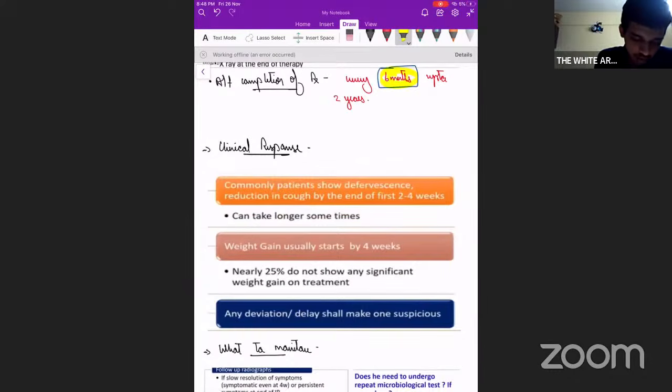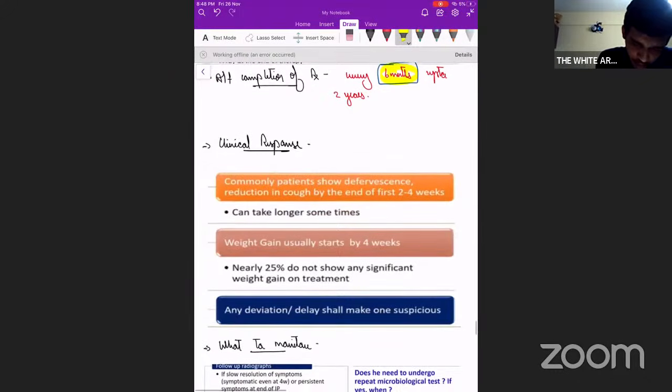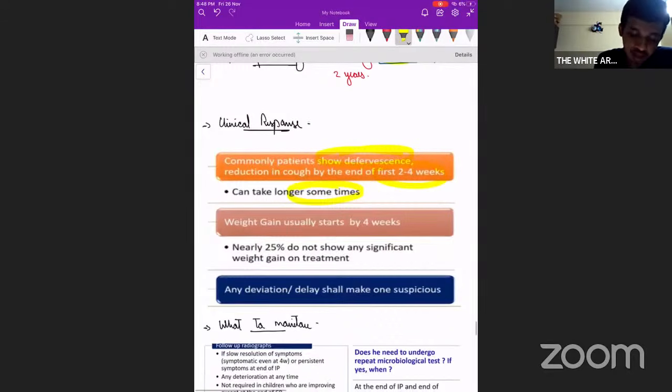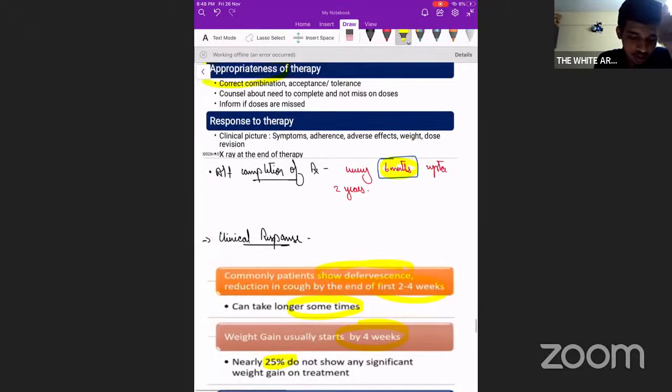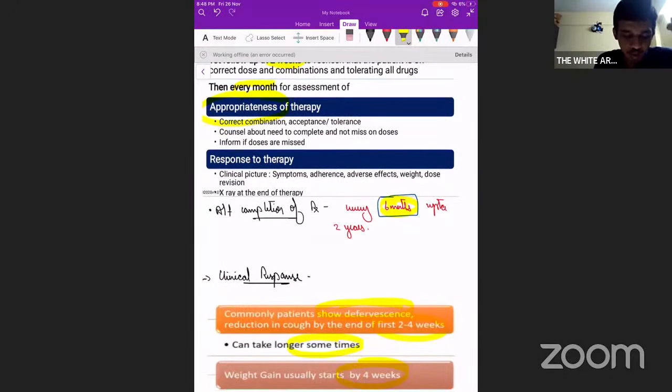So what is the expected clinical response? Commonly, most of the patients show defervescence and subsidence of all the symptoms by the first 2 to 4 weeks, but a few of them might take longer as well. Weight gain usually starts by the end of 4 weeks, but 25% of them might not show any significant weight gain even on treatment. So any deviation in this, then only in that case we'll have to be suspicious. So this is how we monitor for responsiveness to therapy.